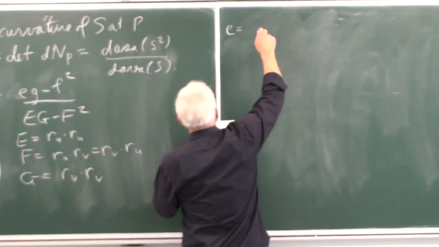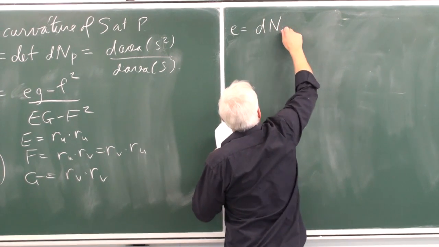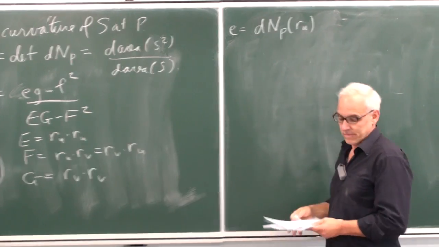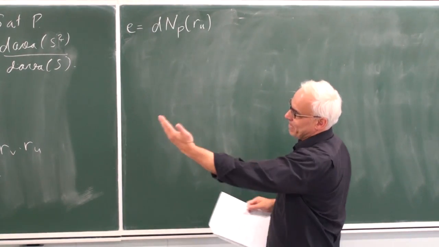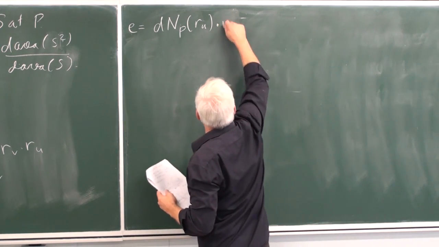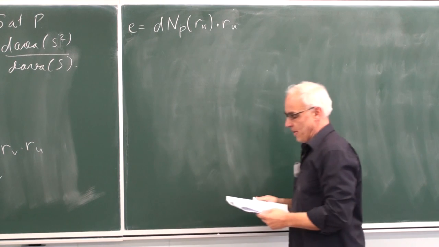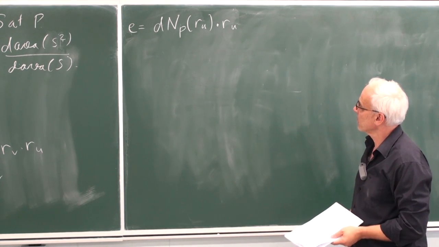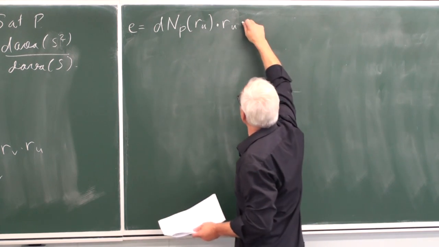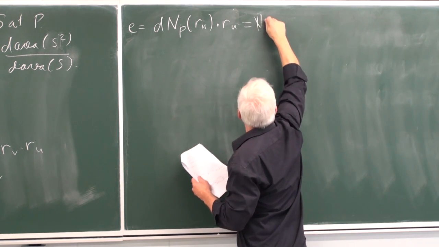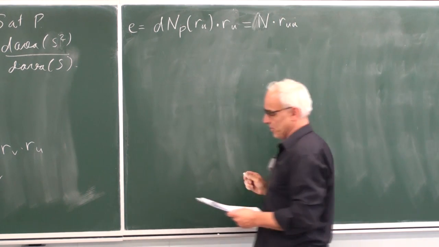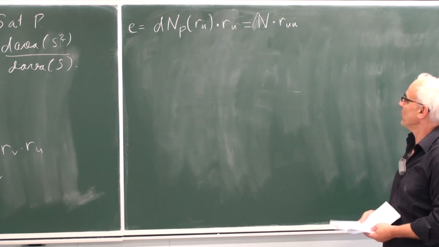so little e is this dN sub p of R sub u. So if we take the image of R sub u under this derivative map, and then take the dot product with R sub u itself, then we get the quantity e. And because the normal is perpendicular to R sub u, we can rewrite this as n dot R sub uu, the normal dotted with the second derivative of R with respect to u.